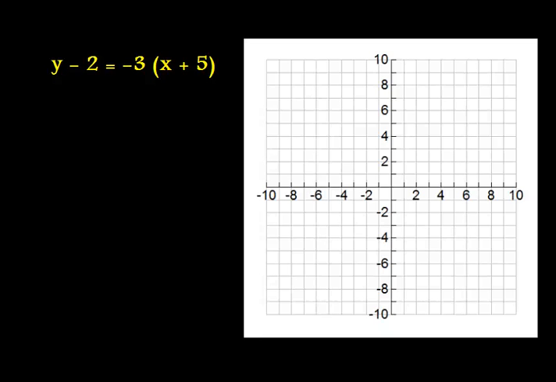Okay, so the last format of a line equation that I'm going to use to remind you of how to graph the equation of a line, how to show that line, is point-slope form. This particular equation is in point-slope form, which means that it follows this template. y minus y sub 1 equals, that's just plain m, times x minus x sub 1.